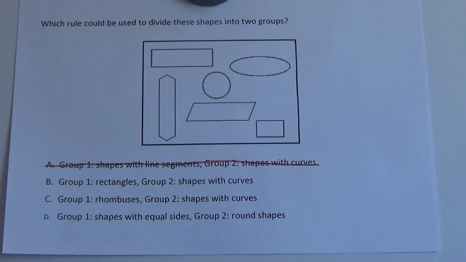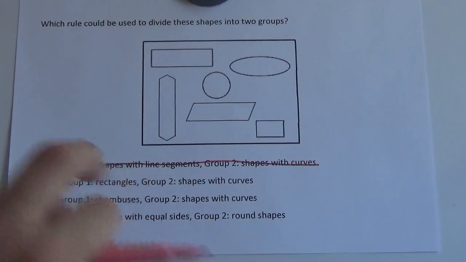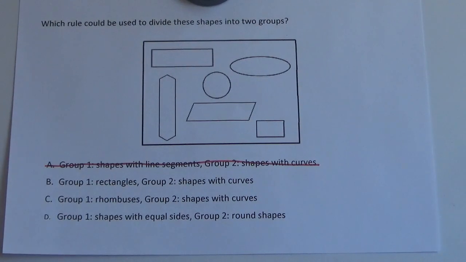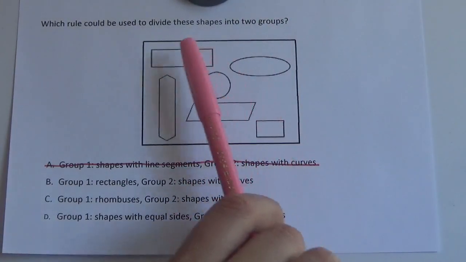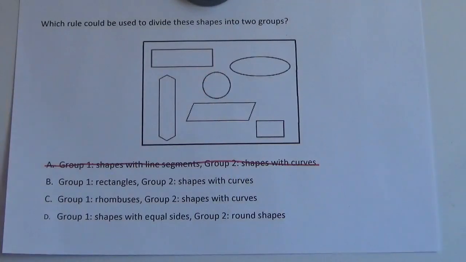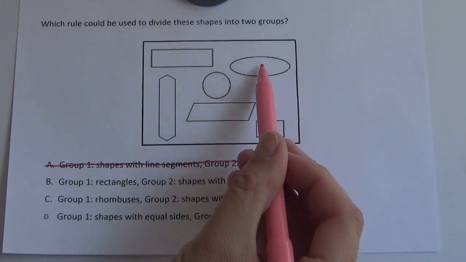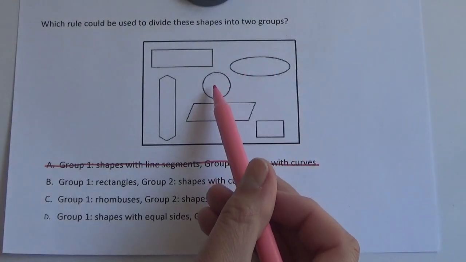Option B. Group 1 would be rectangles, and then group 2 would be shapes with curves. Awesome. Do we have any rectangles here? Absolutely. This is a rectangle and this is a rectangle. So that would fit into the first group. But the other group says shapes with curves. This is a shape with a curve, and this is too.